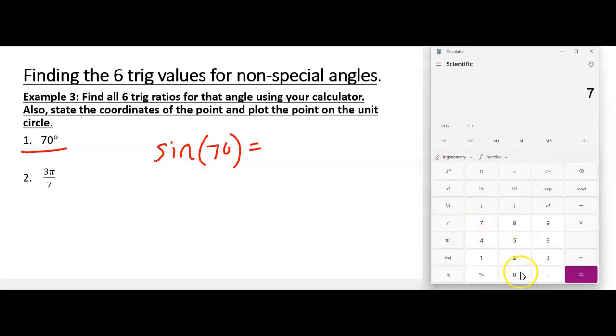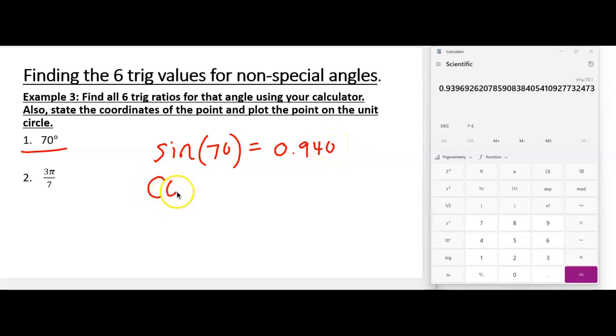So I'm going to do 70, and then I'm going to push sine. And there it is. And we're just going to go ahead and round it. How far should we round it? Probably to the 3rd decimal place, just to be safe. If I do that, I get 0.940. All right, so there's that one.